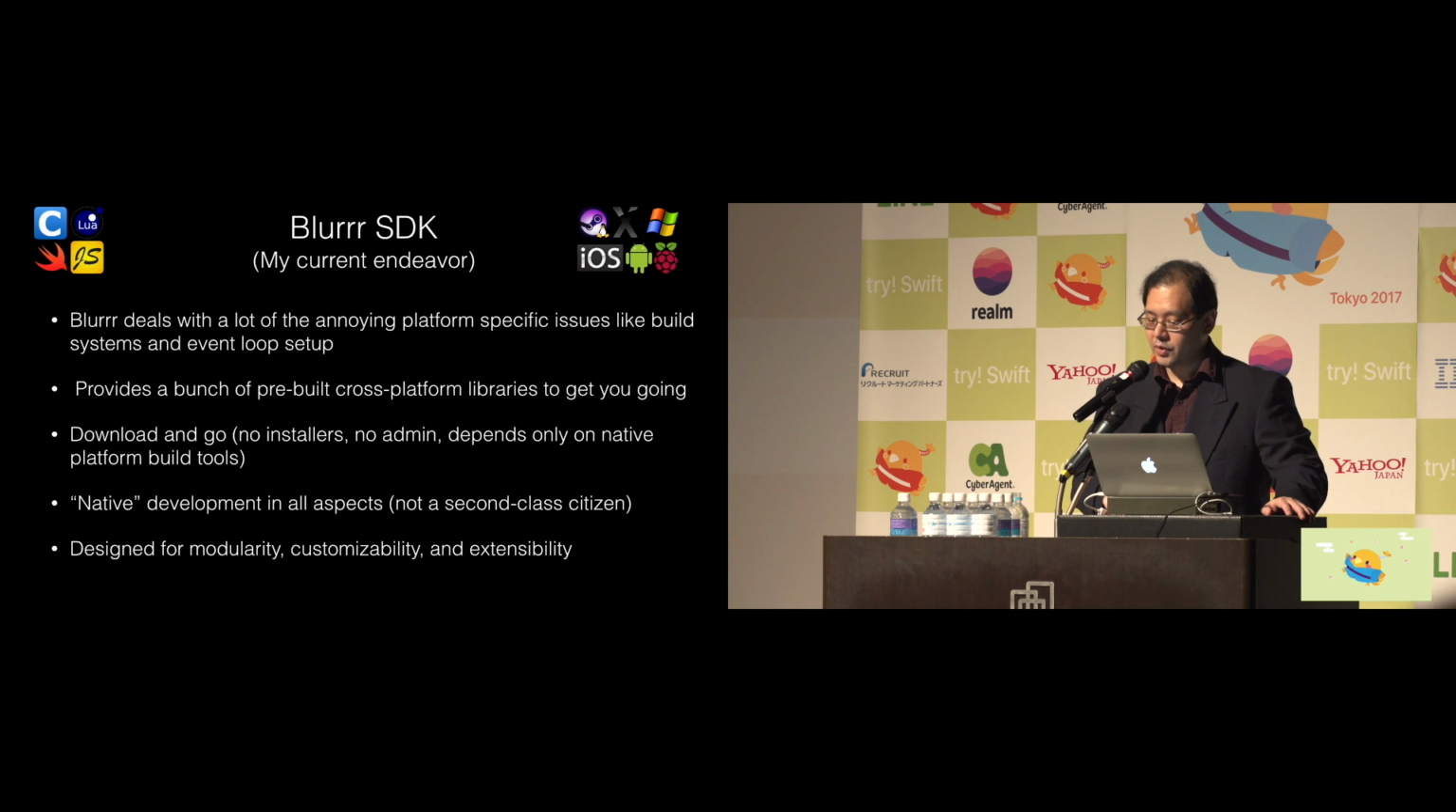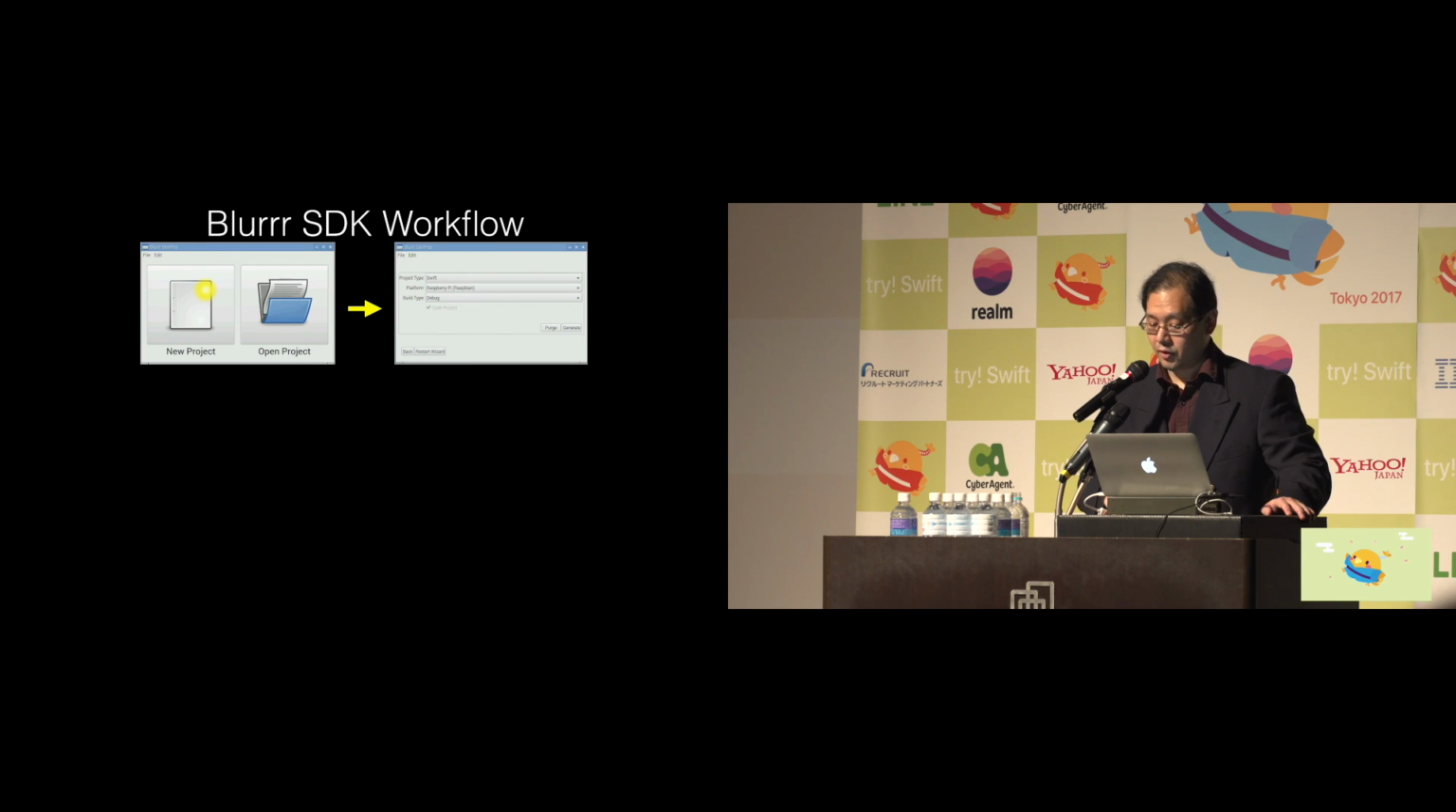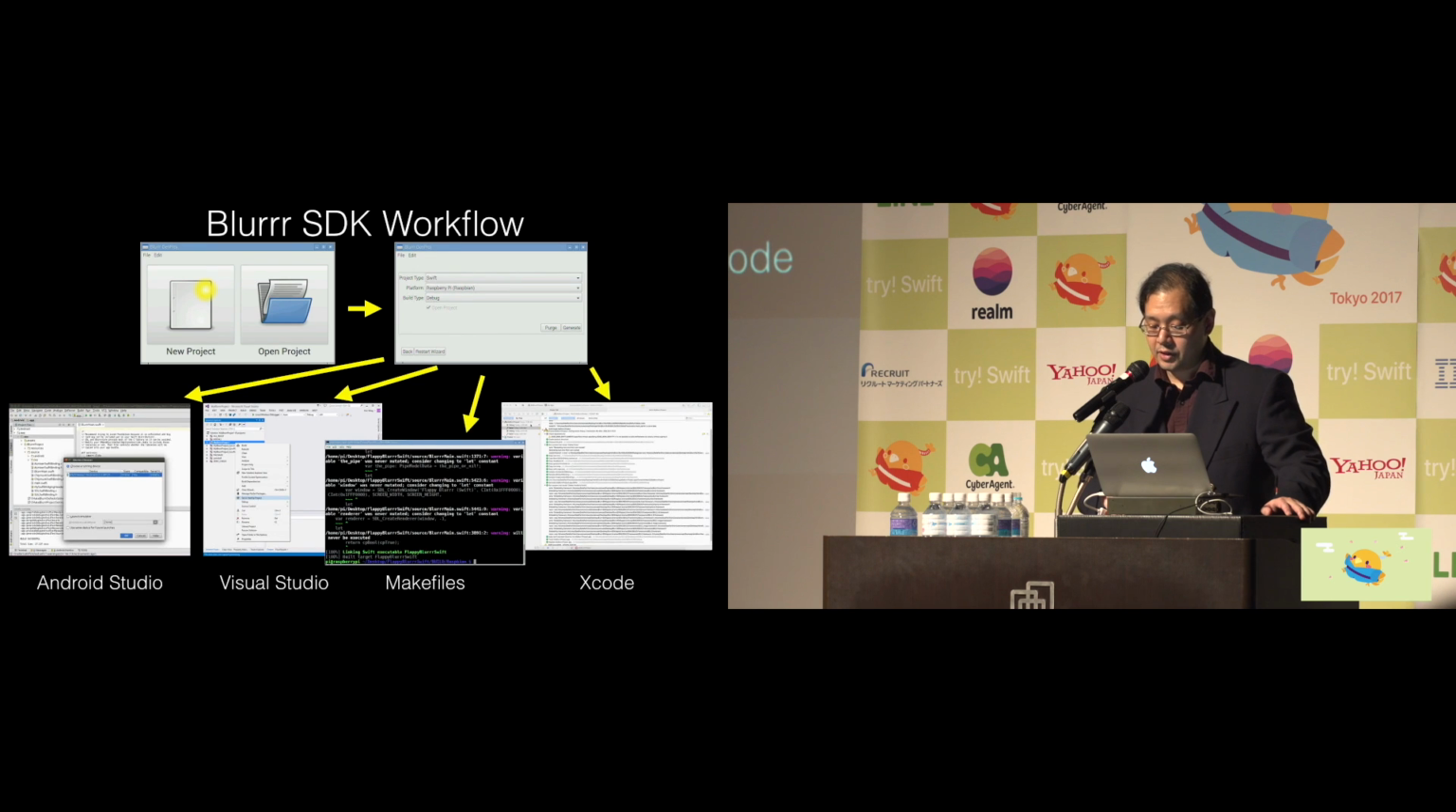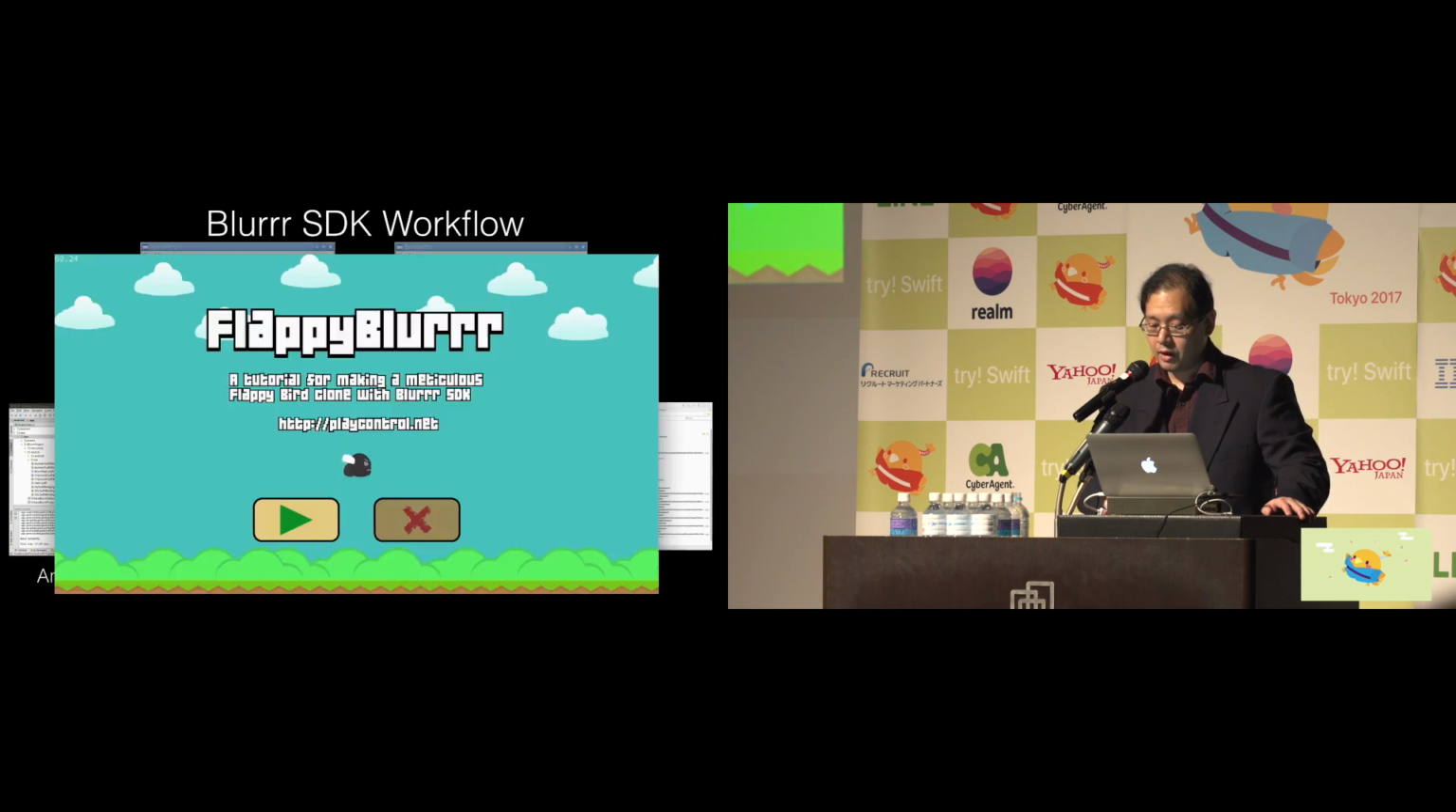So Blurrr handles the build system challenges using CMake under the hood. Blurrr provides a bunch of deployment-ready pre-built libraries so you can just build your app and ship it. And I try to provide a download and go experience for Blurrr itself. So this is the Blurrr workflow. Start it up, open your project, then you get the appropriate native project for the platform you're on, then you work on your code and you build and run.